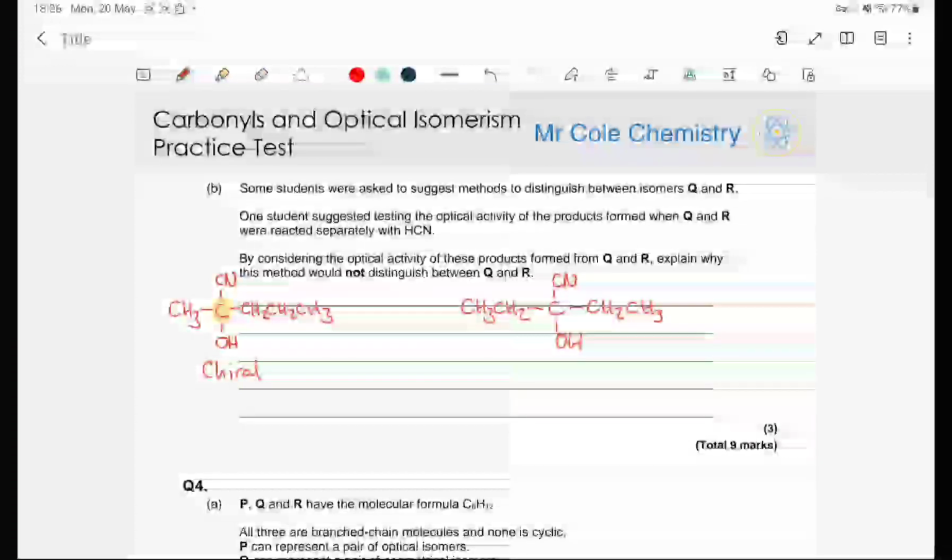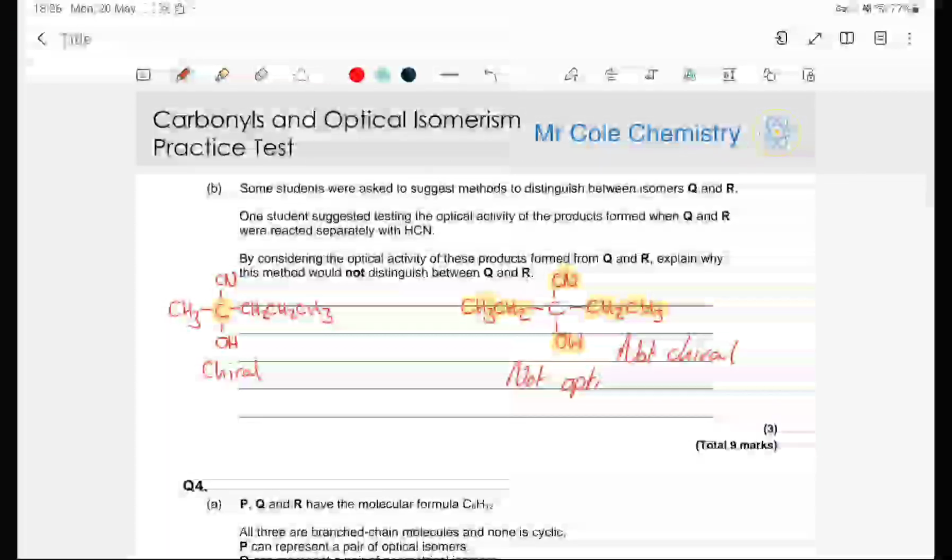But if we look at the product from R, we've got CN, which is unique. We've got OH, which is unique. But then we've got 2 identical groups coming out left and right. We've got 2 lots of CH2, CH3. So those 2 are not unique. So the product from R is not chiral. Now, we know that molecules that are not chiral are not optically active. Okay, so that's not optically active.